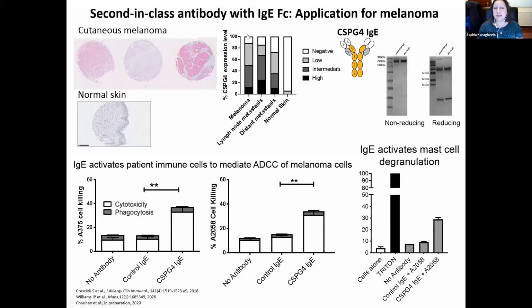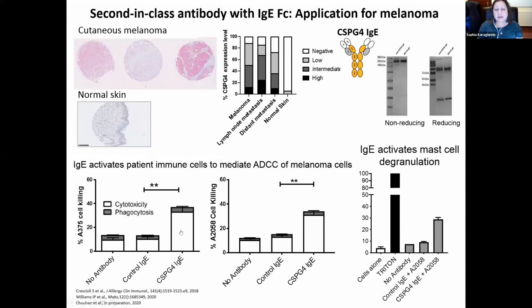And we can see that it's expressed in melanomas, on the skin, in lymph node metastasis, but also in distal metastasis, visceral metastasis in the body, and very little expression was found in the skin. So we engineered a humanized version of a mouse antibody to CSPG4 in an IgE format, and we could purify and produce it at decent quantities to be able to test.